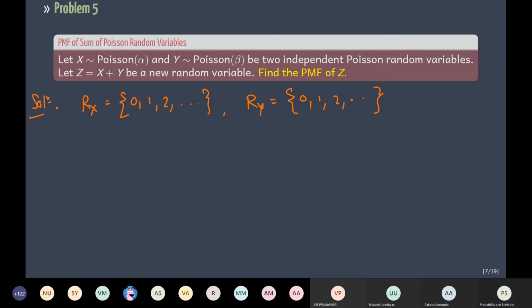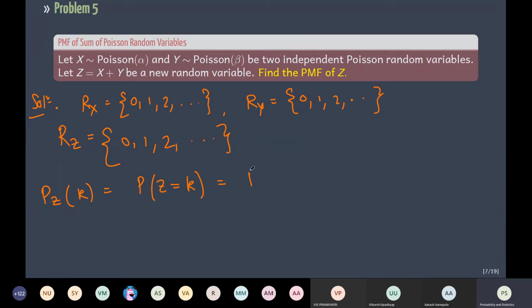And Z is given to be the sum of X and Y. So hence, as I said, I have to sum the range of X and the range of Y, which will also turn out to be 0, 1, 2, and so on. So this is the range of Z. Now what we are asking for is the PMF of Z. So what we need is the PMF of Z at K. This is the same thing as saying the probability that Z is equal to K. Now Z is X plus Y, so this is the same thing as saying the probability that X plus Y is equal to K.